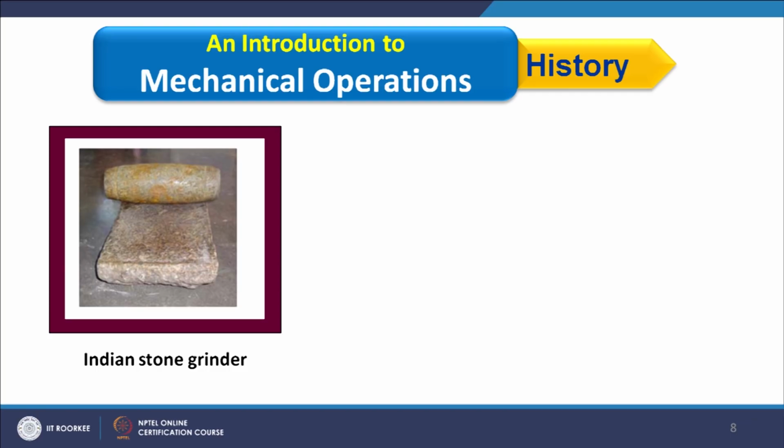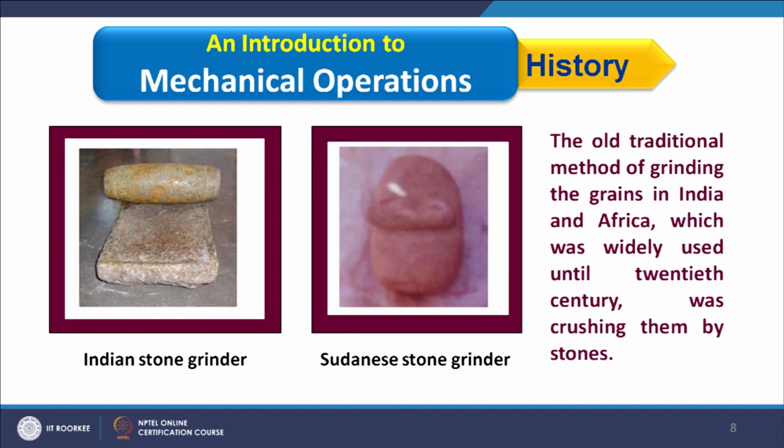It has a particular stone of rectangular shape or sometimes oval shape, and here we have another stone which rubs over here to grind the spices. A similar type of stone grinder we have found in Sudan, and if I consider these grinders, these are basically the old traditional method of grinding grains in India and Africa, which was widely used until the 20th century, crushing them by stone.